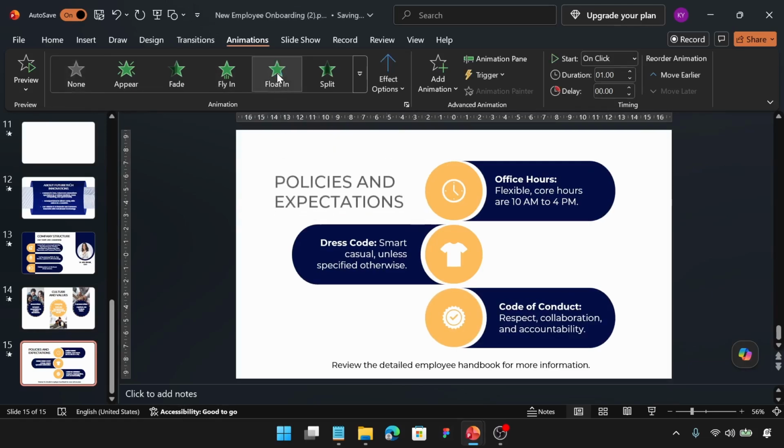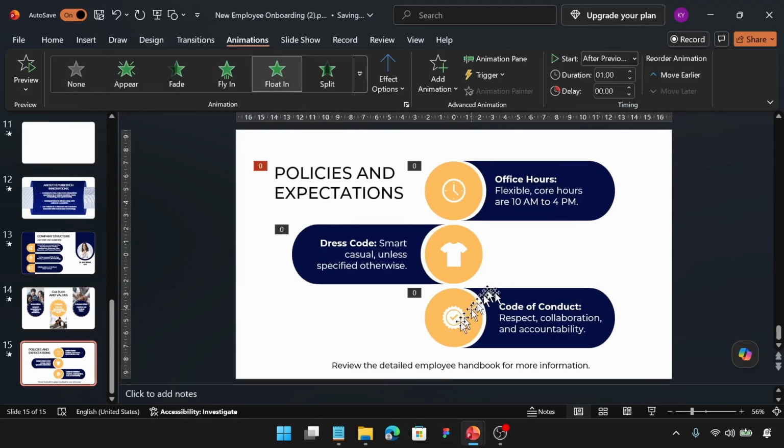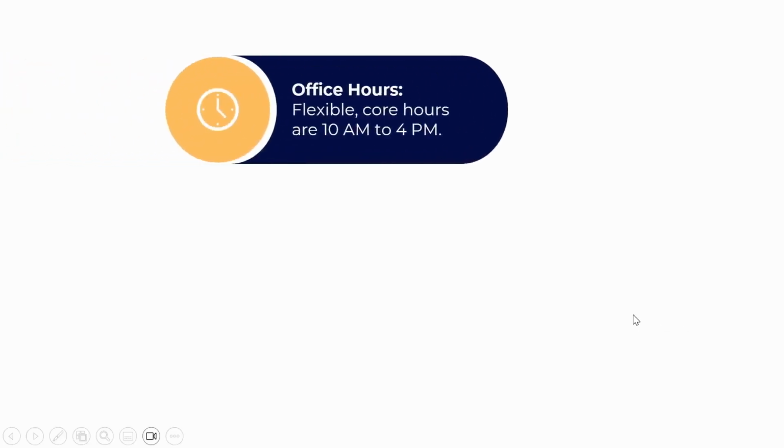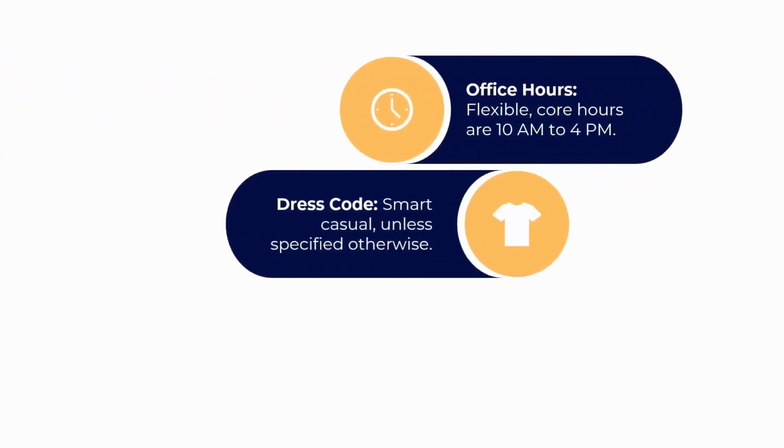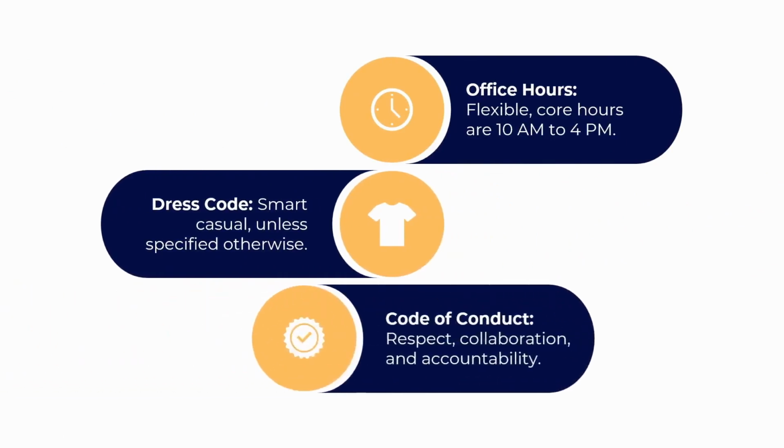Next, I'm going to select this text. We are going to use the float in animation. Start is going to be after previous. Select this one, float in, and start is also going to be after previous. All right, that is it for the effects for our slide. Let's go ahead and see our slide in the slideshow view. So I'm just going to start the slideshow here, and we are going to have all of our content come into the slide one by one.